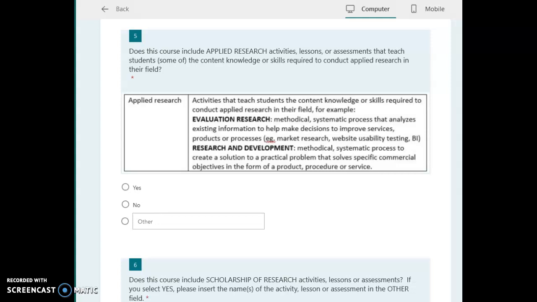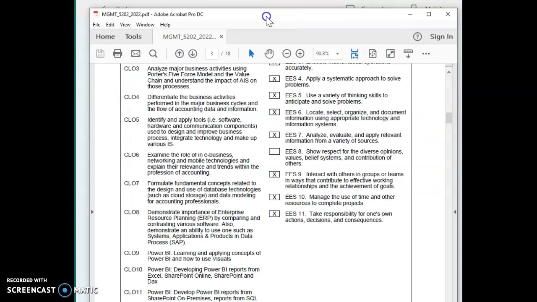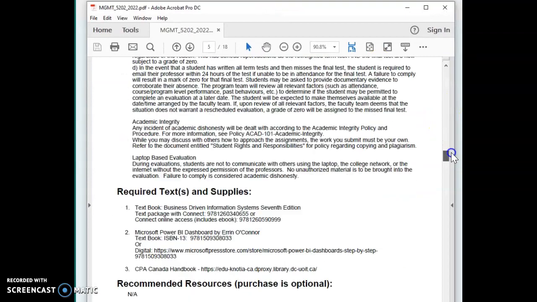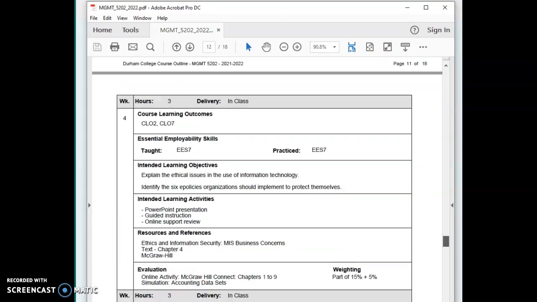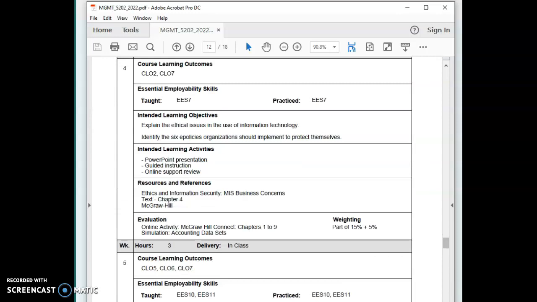Now let's look at the course outline for an example of where scholarship of research skills or content might be taught. In the sequence of instruction, in week 4, one of the intended learning objectives is explain the ethical issues in the use of information technology. In this course, faculty teach students about research ethics, knowledge that's required to successfully conduct research in an academic setting. We'd like to capture this information on the form.